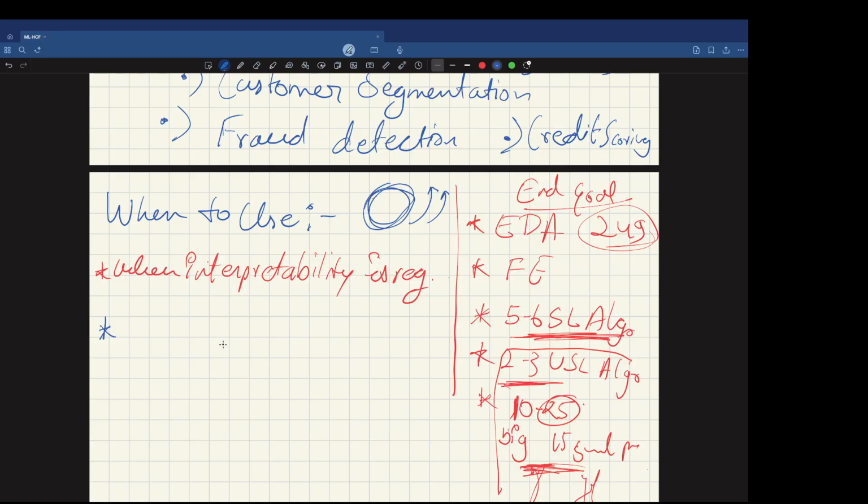When interpretability is required, another case is when you need a fast baseline model. Okay, for what? Baseline model, what did I write? For classification and regression.